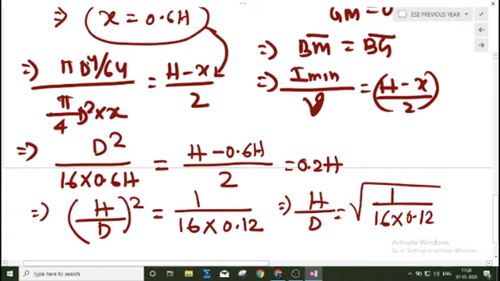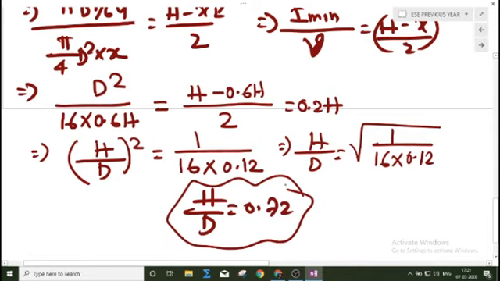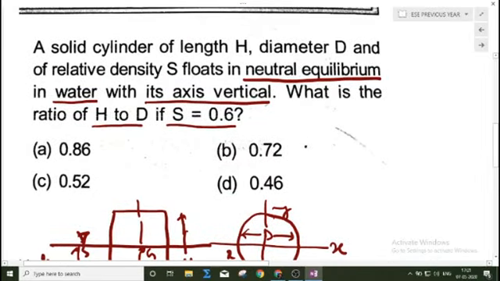into 0.1. Let me calculate, because I have not solved this question. How much? This is root over of 1 by 16 into, yes, I got it. This is 0.7. How much are you getting? Yes, B is correct. B is correct. You are already fast. You are very quick. So this is 0.72.